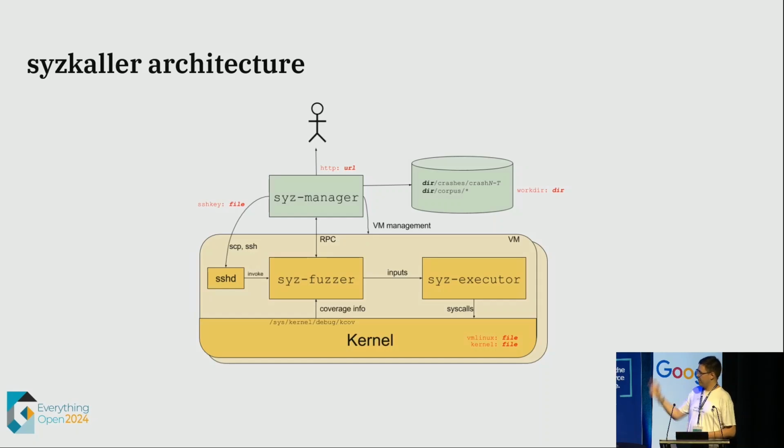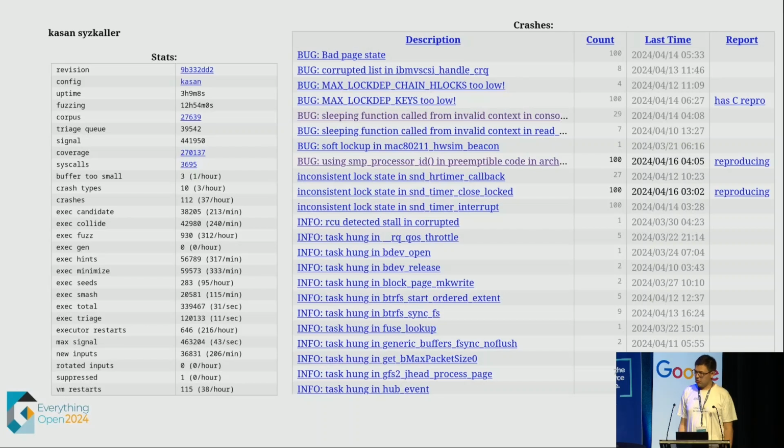So you can have a syzmanager running on x86 and your VMs running PowerPC or ARM or whatever else. This is what the web interface for a syzmanager looks like. It gives you a bit of information about how the fuzzing is going, and then it shows you a list of crashes, including the crashes for which it's got a reproducer program that you might be able to use to recreate the bug and help to debug it.